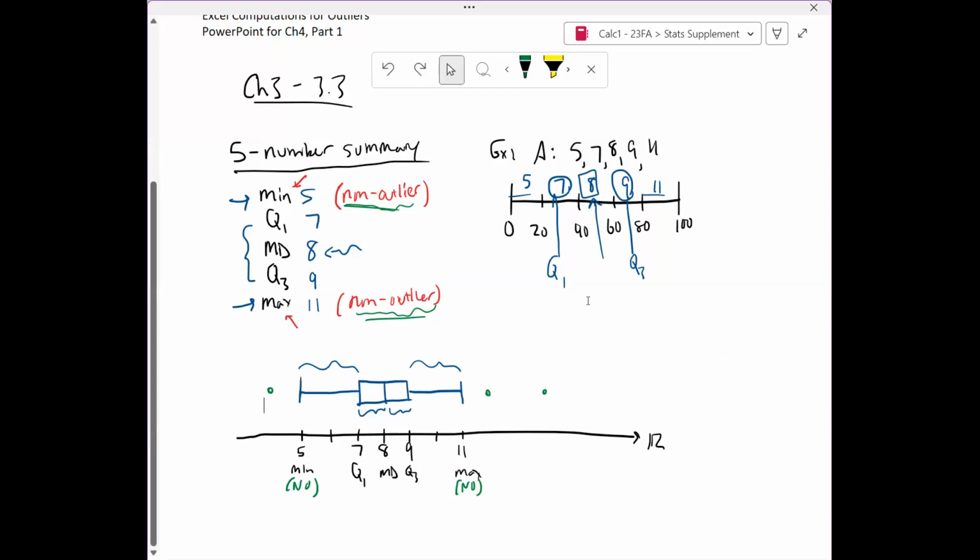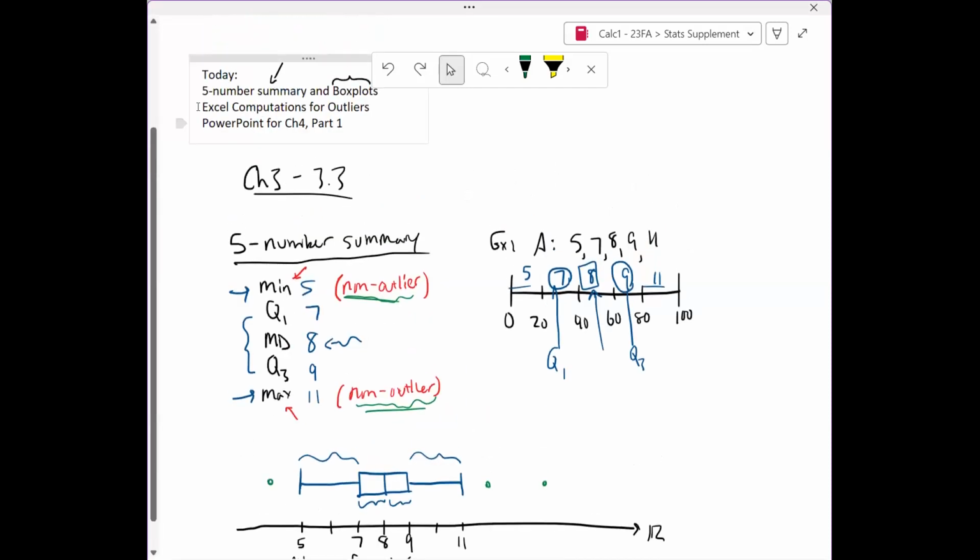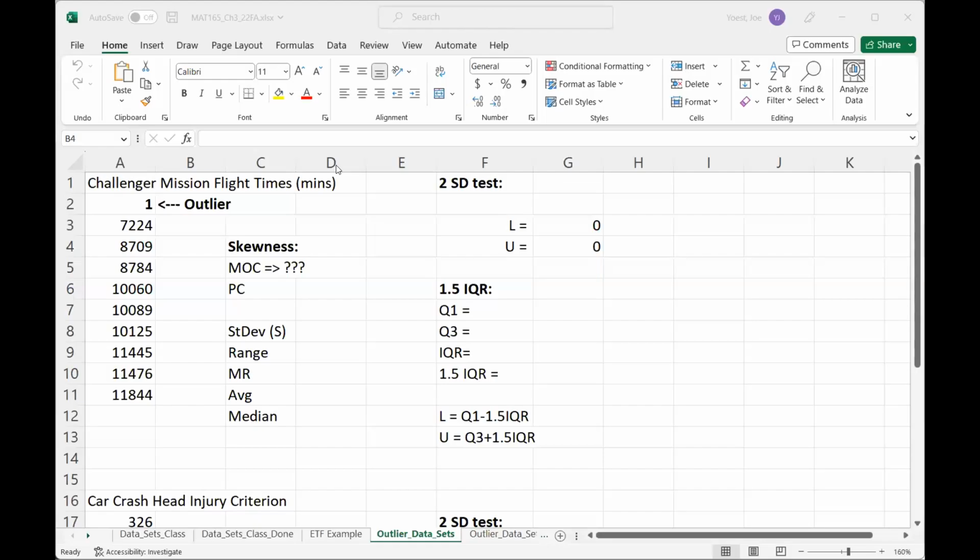Okay, and then there's one last thing that I want to do in section 3.3, which is jump over to Excel and run through a couple of Excel computations for outliers. We'll look at some data sets in Excel, go through the different methods of detecting outliers that we had talked about, and use Excel to help us with a little bit of the calculation. So there we go. We've got Excel up.